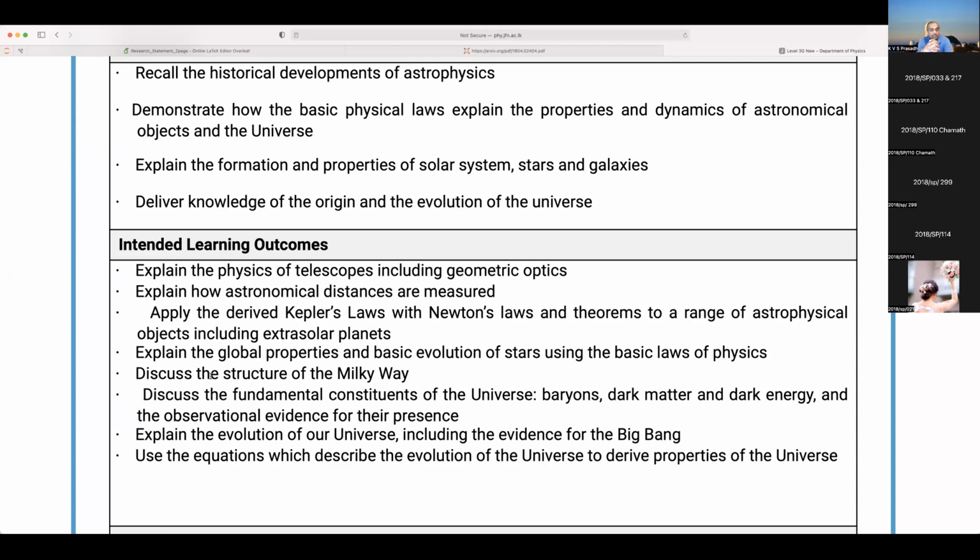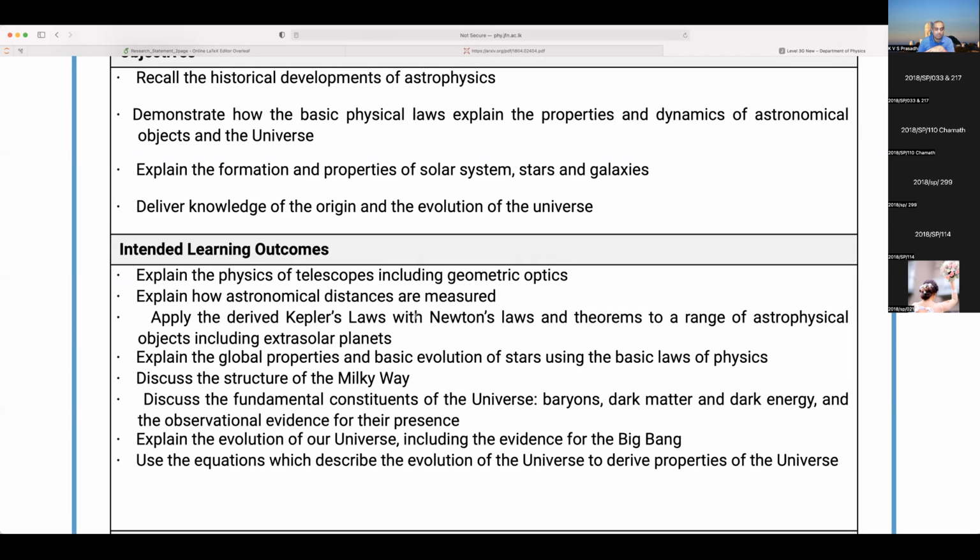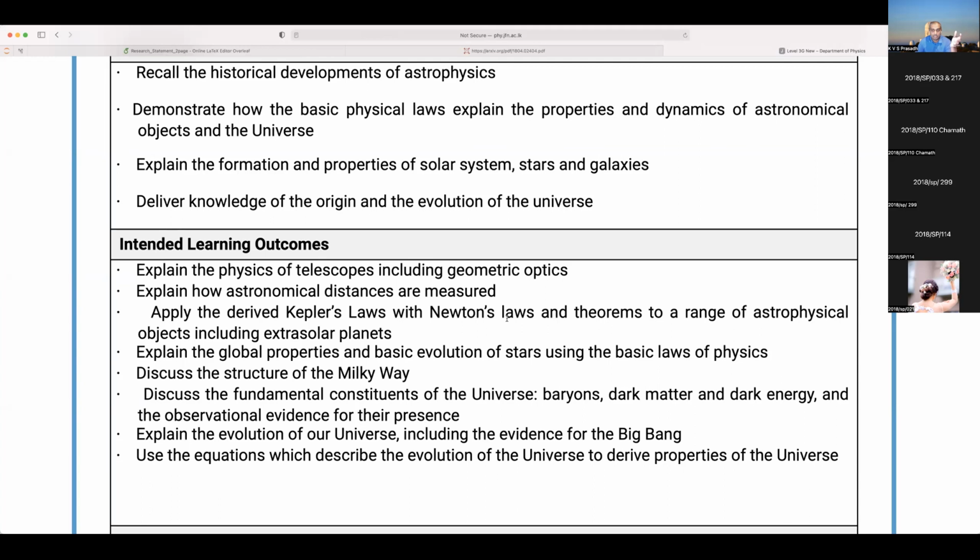And the other thing is, as explained in the course objectives, you should be able to use, for example, Kepler's laws, and also, of course, Newton's laws and other theorems to explain the dynamics or the motions of these different astrophysical objects. For example, you can even try to understand some more details about extrasolar planets or exoplanets. In other words, using some of the physics that we know.